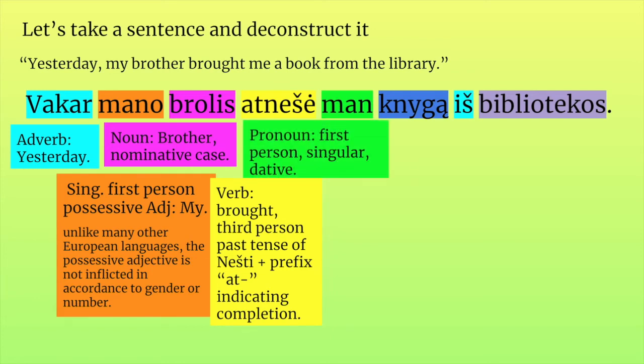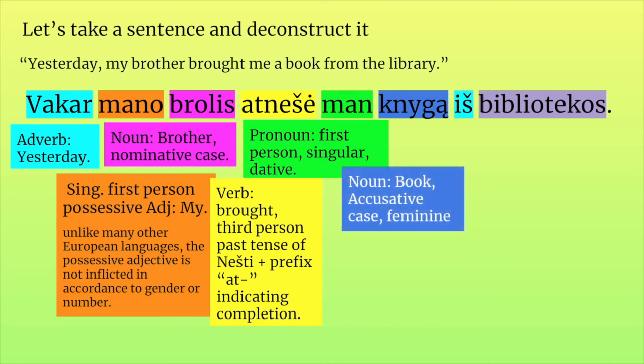Man. Man is a pronoun, first person singular. It is in the dative case. It is to me. It is brought to me. Knyga. Knyga is in the accusative case. It states what was brought over? The book. It is a noun in the accusative case. Knyga is a feminine word.